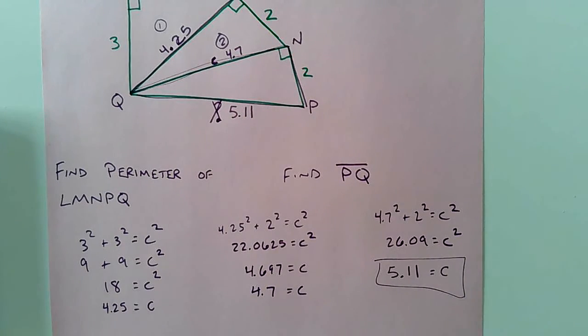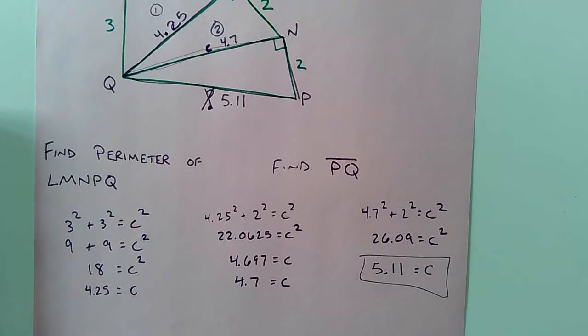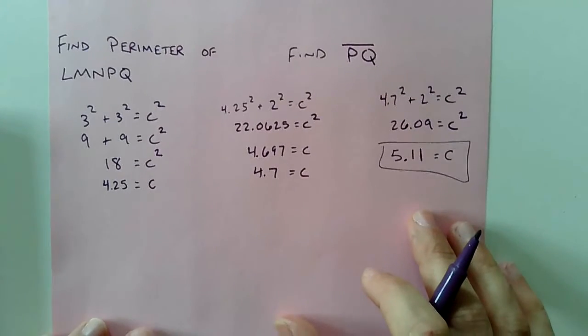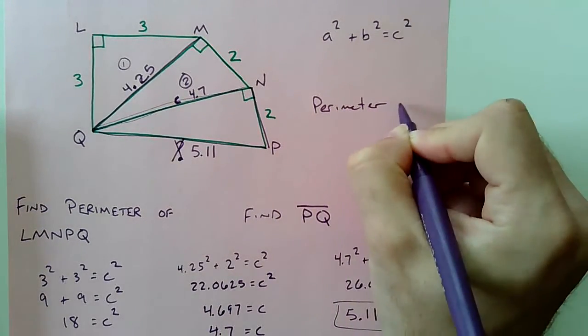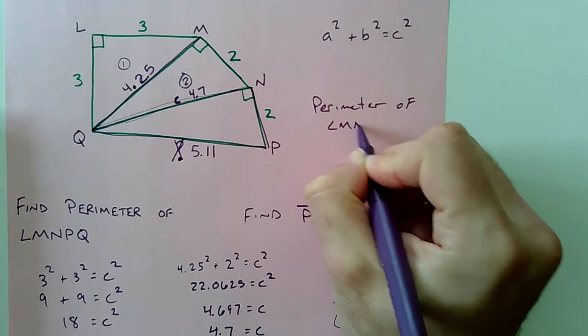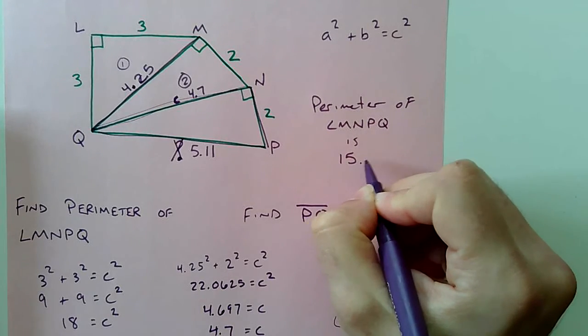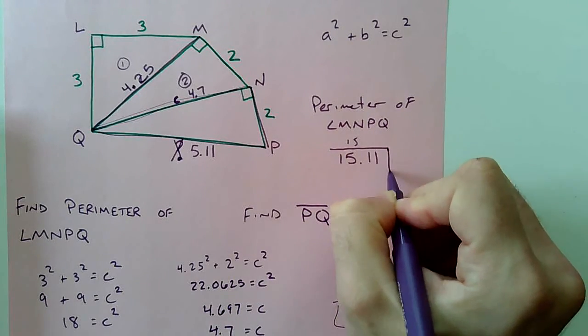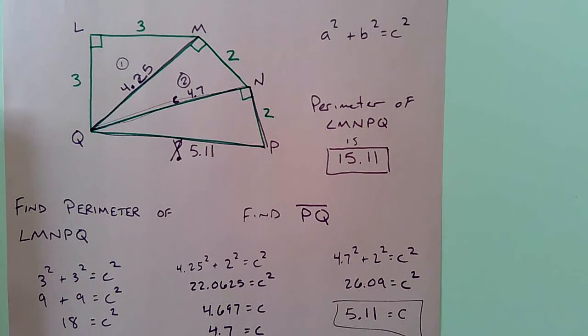And now I have all the sides of my fan shape. So now I'm going to go ahead and add 3 plus 3 plus 2 plus 2 plus 5.11. So 6 plus 4 plus 5.11 gives us 15.11. So in the end, we'll say the perimeter of LMNPQ is 15.11. And that's how we can use the Pythagorean theorem to problem solve and build out that fan shape.